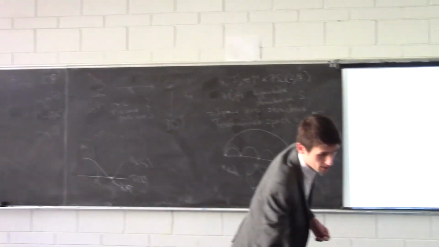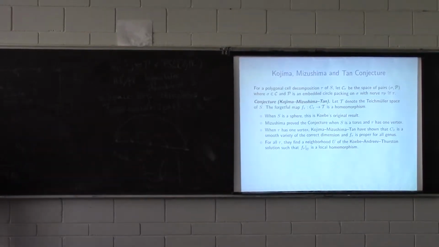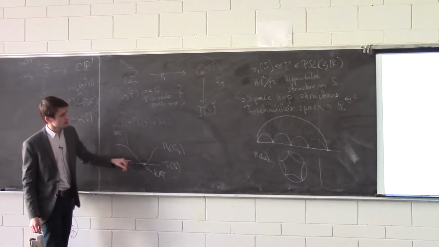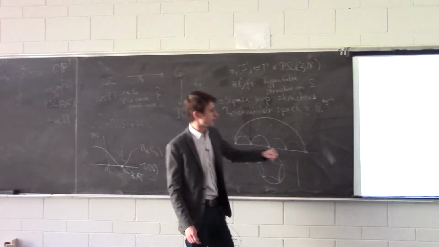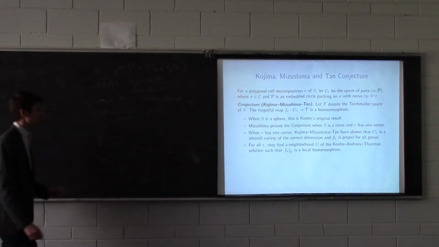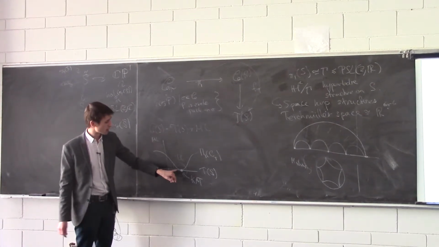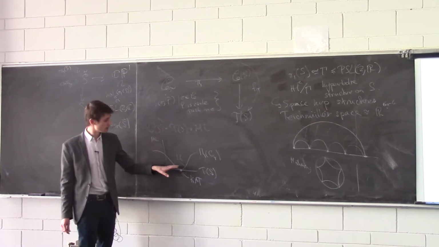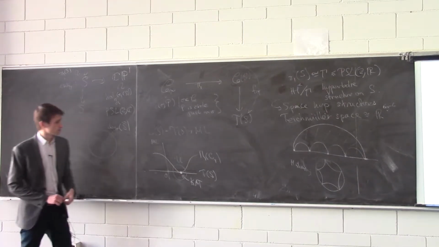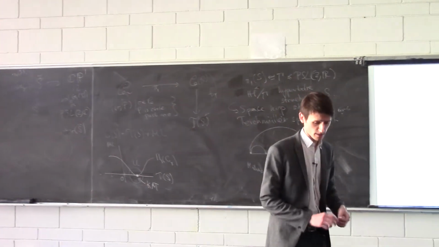In terms of the actual point, for all tau, you can show that there's a neighborhood U right here such that f tau restricted to U is a local homeomorphism. It's inside of this space, to be more precise, but near here everything is good. Things are local homeomorphisms near the Koebe-Andreev-Thurston solution. That's a very beautiful argument.